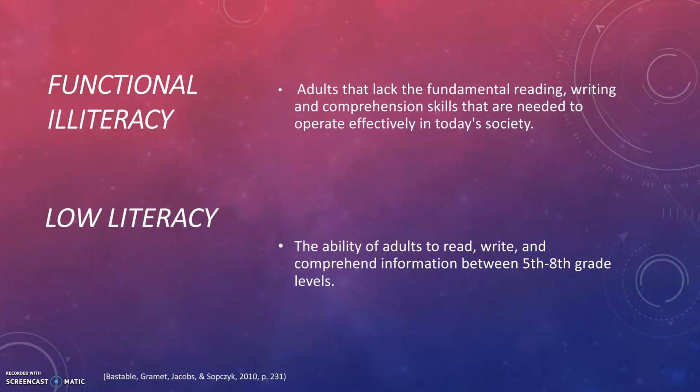Functional illiteracy are adults that lack the fundamental reading, writing, and comprehension skills that are needed to operate effectively in today's society. These people may be able to read words, but they can't necessarily follow the directions in step-by-step form. Low literacy is the ability of adults to read, write, and comprehend information between the 5th and 8th grade levels. They cannot read schedules, or they have difficulty filling out general forms.